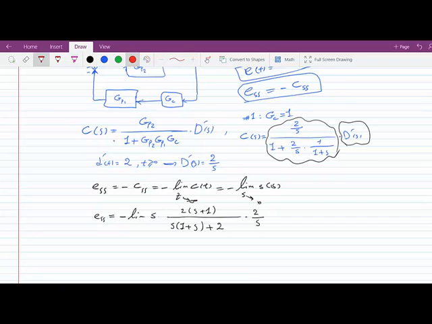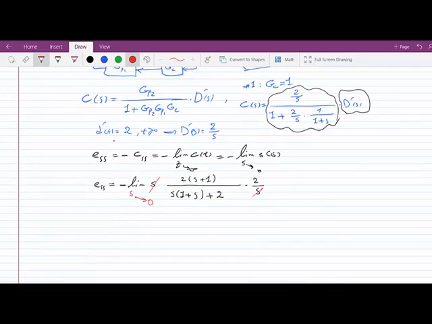And you can see here that these s's will be cancelled out with each other. As s goes towards 0, we will have the steady state value of error equal to minus 2 times 2, that is 4 over 2, which is equal to minus 2. So for Gc equal to 1, the steady state error is equal to minus 2.